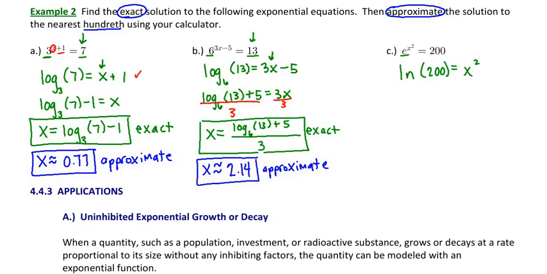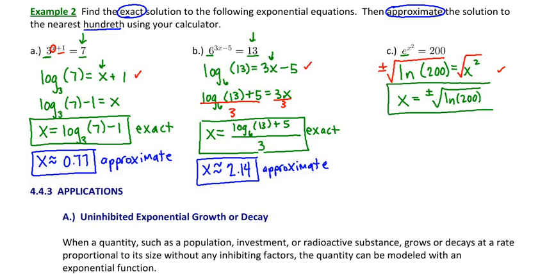Now, on the previous two examples, when we converted to logarithmic form, the resulting equation was a linear equation. That is, we could solve by isolating x. But in this case, we have a quadratic equation. But as you know, we can solve quadratic equations in this form simply by taking the square root of both sides, as long as we don't forget that plus or minus. So switching sides here, the square root of x squared is x, so we come up with two possible solutions, plus or minus the square root of natural log of 200. So we've got two exact solutions.